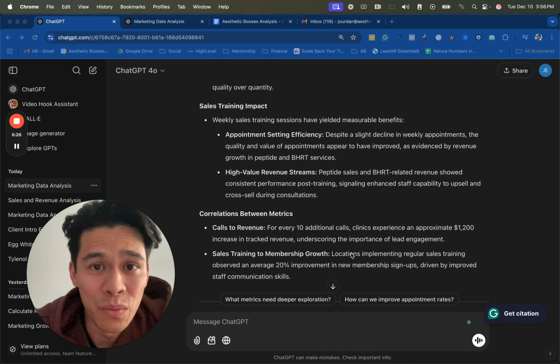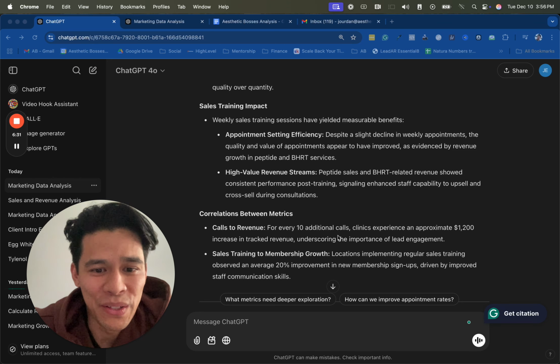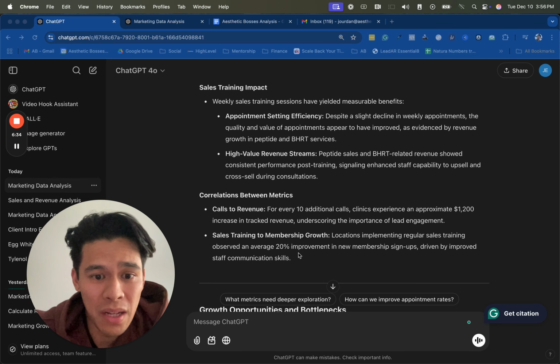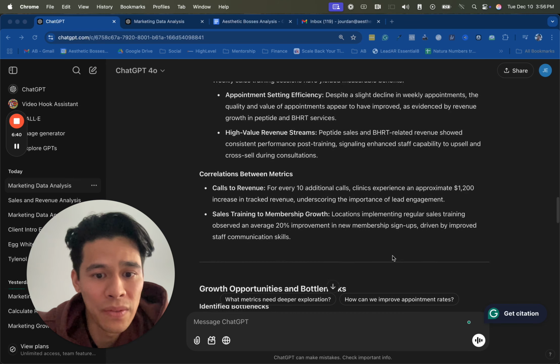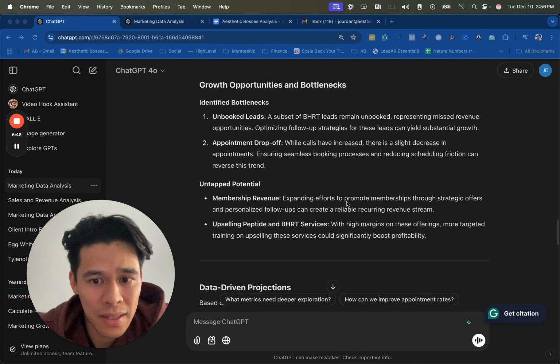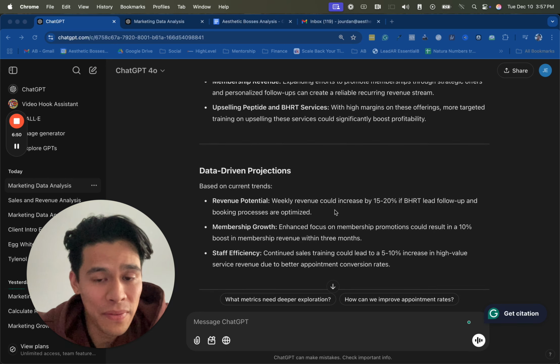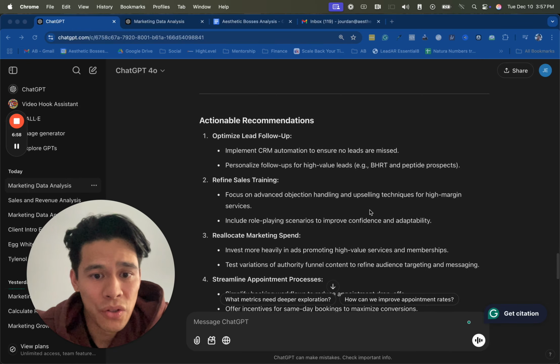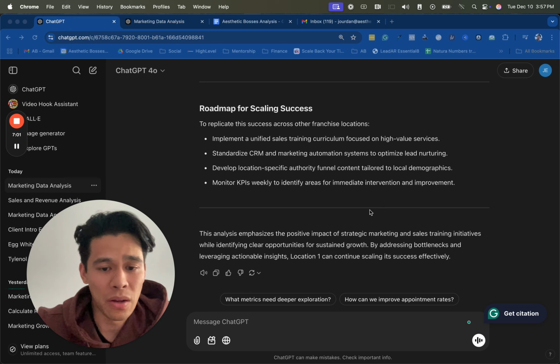So what if I told you for every 10 calls you make $1,200? You're probably going to make those calls, right? After sales training, we saw on average a 20% improvement in new membership signups driven by improved staff communication skills, right? Also growth opportunities, right? A subset of BHRT leads remained unbooked, and just because I looked at this, if we fix that, we can potentially see an increase in revenue of 15 to 20%, right? So it gives you a breakdown of the correlations, the bottlenecks, and whatnot.